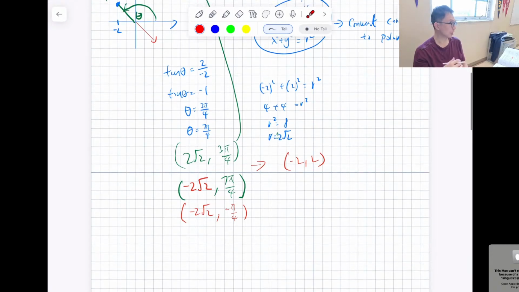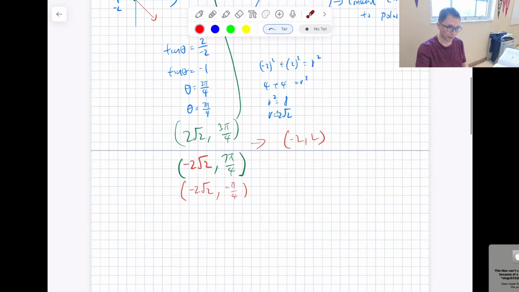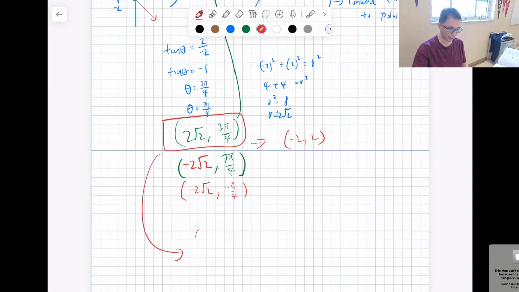Okay, so what I'm doing right now is not on the AP exam, but it gives you some perspective of what a polar coordinate is and what a rectangular coordinate is. Now, if today we say, I want to convert this back to rectangular, x and y, how do I do that? I just plug in x equals r cosine theta. And r is what? 2 square root 2, right? Cosine theta, cosine 3 pi over 4.